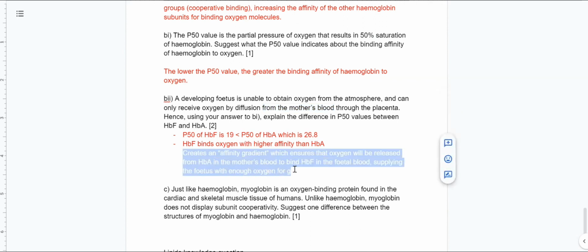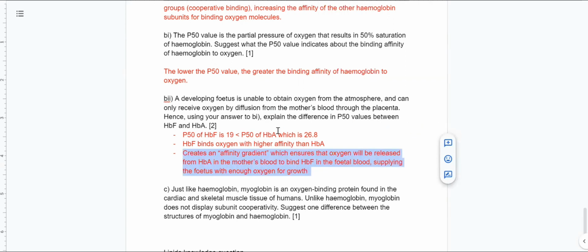affinity gradient, which draws oxygen away from HbA in the mother's blood to bind HbF in the fetal blood. And this ensures that the fetal blood can supply sufficient oxygen for the growth of the fetus and so on. So that is why HbF needs to have a lower P50 value than HbA.